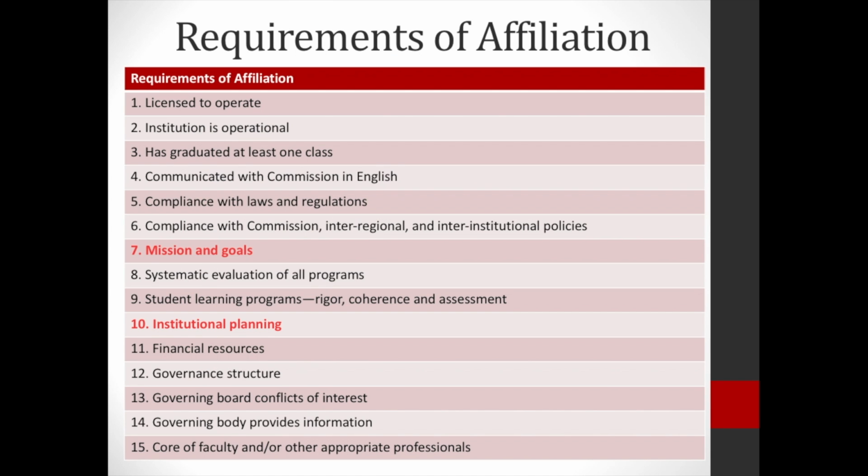This slide lists the Commission's 15 requirements of affiliation. You can find the requirements of affiliation on pages 2 and 3 of the 2014 Standards for Accreditation and Requirements of Affiliation Guide. Note that 2 of the requirements in particular, number 7, Mission and Goals, and number 10, Institutional Planning, are directly related to Standard 1.